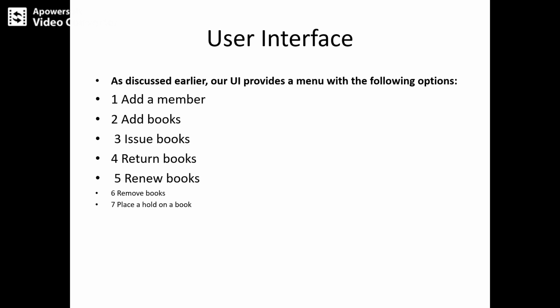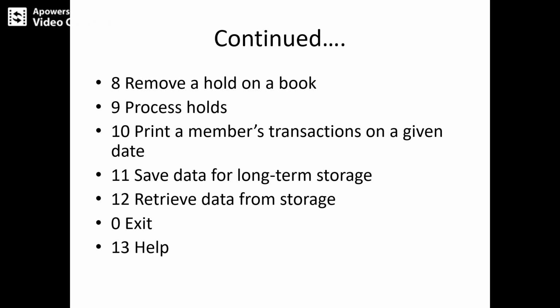Next we need to talk about the user interface. As discussed earlier, our user interface (UI) provides a menu with the following options. We have discussed the class diagram, the use case, and the sequence diagram, so once again we will revisit this. The user interface options are: add a member, add books, issue books, return books, renew books, remove books, place a hold on a book, remove a hold on a book, process holds, print a member's transactions on a given date, save the data for long-term storage, retrieve the data from storage, 0 to exit, and another option for help.